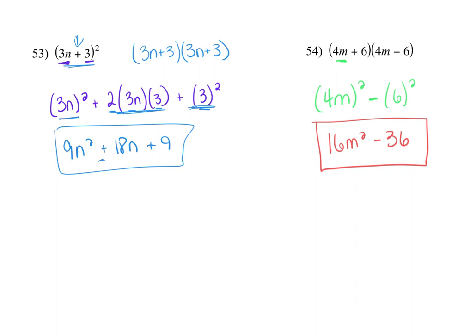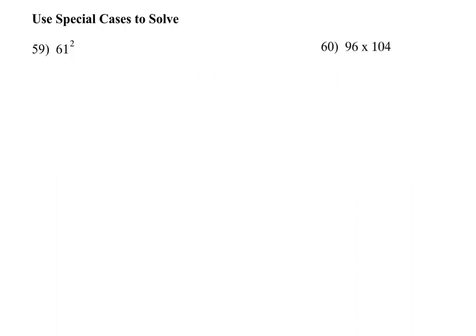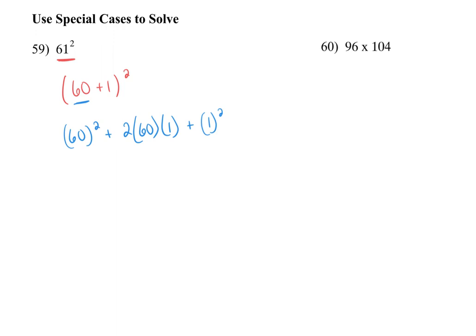And then numeric. If it looks like this, it's going to be 2 of the same exact thing multiplied. I want the closest to 10 pretty much. So I'm going to rewrite 61 as 60 plus 1 squared. That's 61 squared. And then I'm going to do my special case. I'm going to say, well, that's the first one squared plus 2 times what happens when I multiply the first and the second term plus the second term squared.